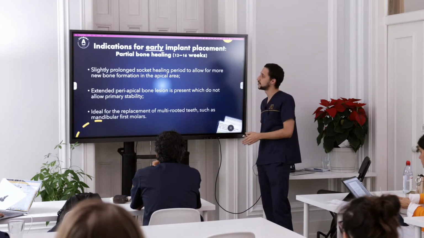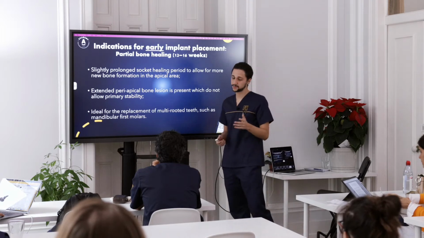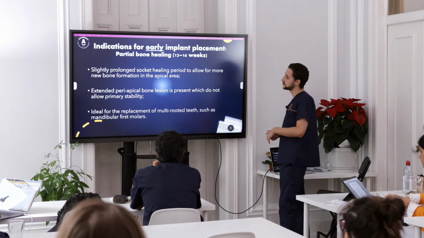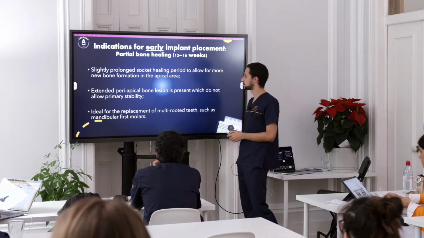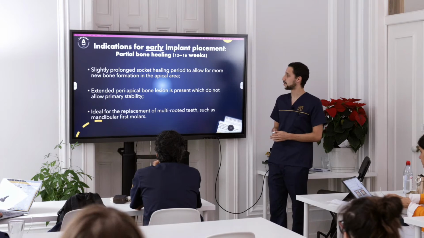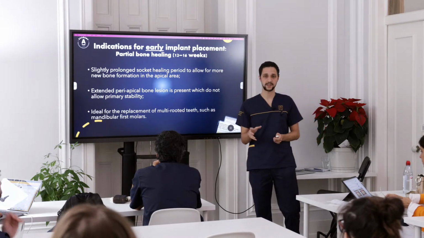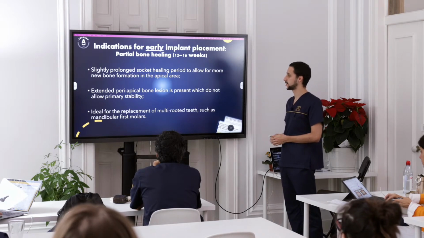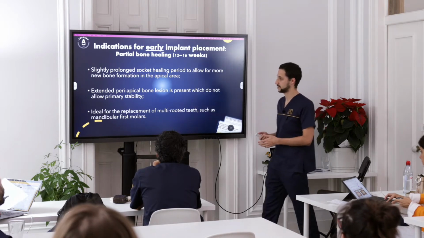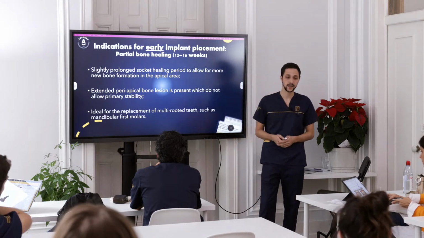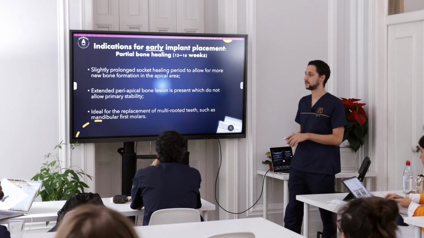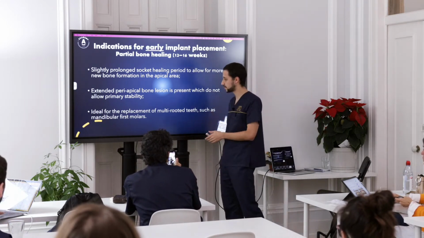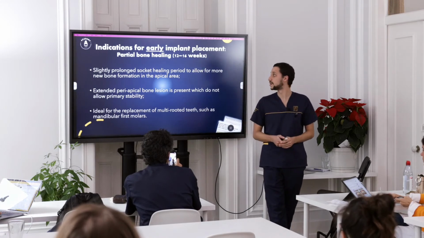So talking about the third type, the partial bone healing, which is between 12 and 16 weeks. It's used when we need a slightly prolonged socket healing period for new bone formation, mainly in the apical area. We use it when we have extended periapical bone lesions that don't allow primary stability. And it's very often used in multi-rooted teeth, for example, the mandibular first molars.